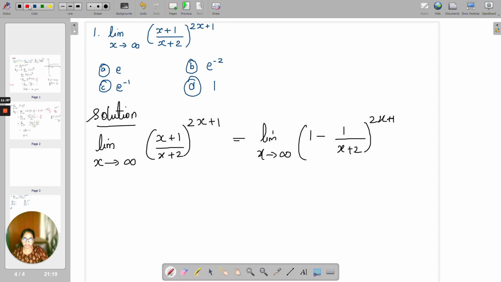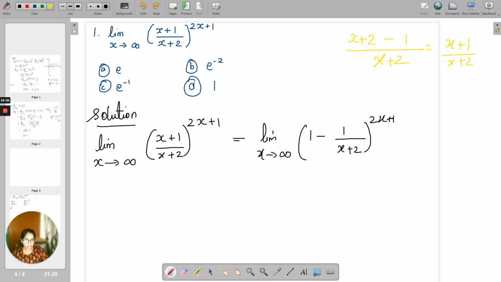What would I get if I take the LCM of this? I would get x plus 2 in the denominator. Yes, I would get x plus 2 over here minus 1. What is 2 minus 1? That is x plus 1 divided by x plus 2. Yes, which is this term.